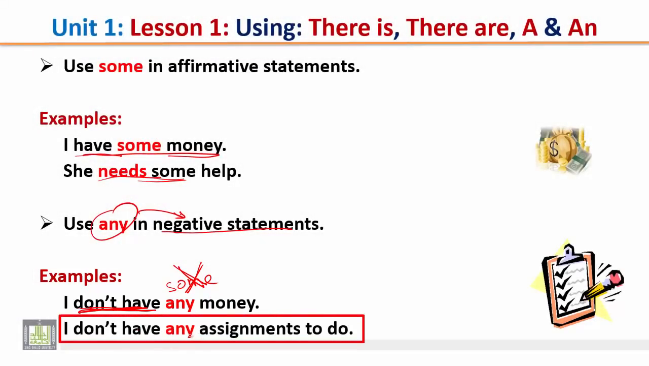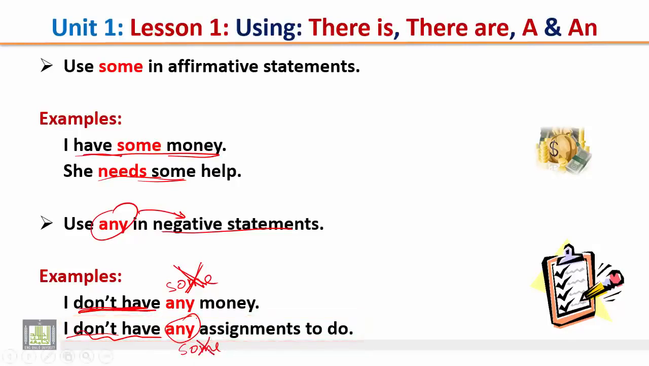I don't have any assignments to do. Again, this is negative, so we have to use any. I don't have any assignments. Can we say I don't have some assignments to do? No, this is wrong. Again, why? Because here we have a negative statement. So with affirmative statements we use some. With negative statements we use any.